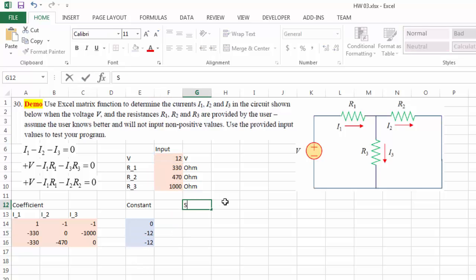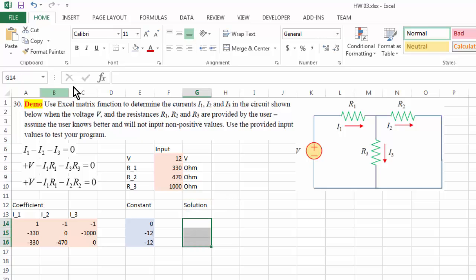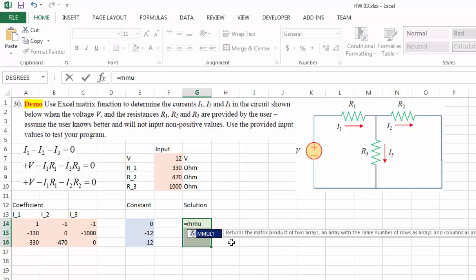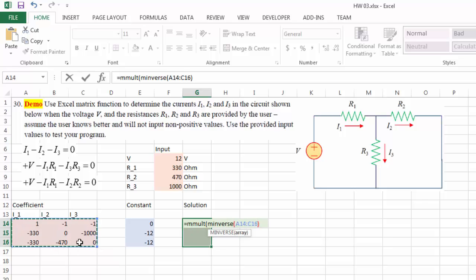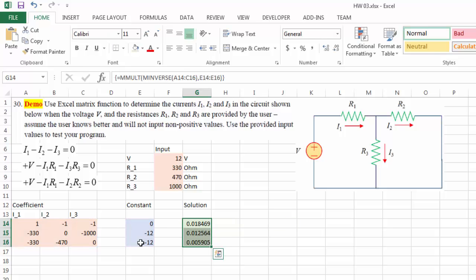Now my solution. Again, my solution is going to be a 3x1 column matrix, and I can go ahead and do this directly. This equals the matrix multiplication of 2 matrices. The first one is the inverse matrix of the coefficient matrix, and then the second one is the constant matrix. Control Shift Enter, and this is in the unit of ampere.